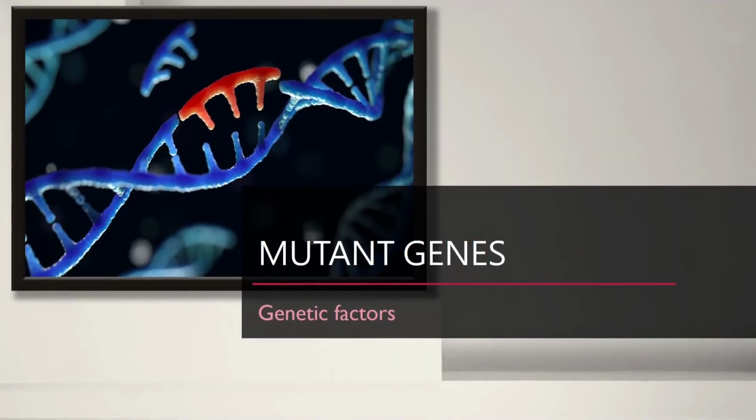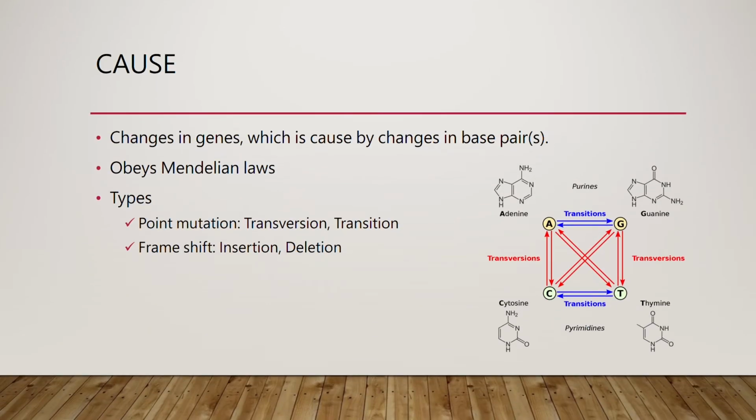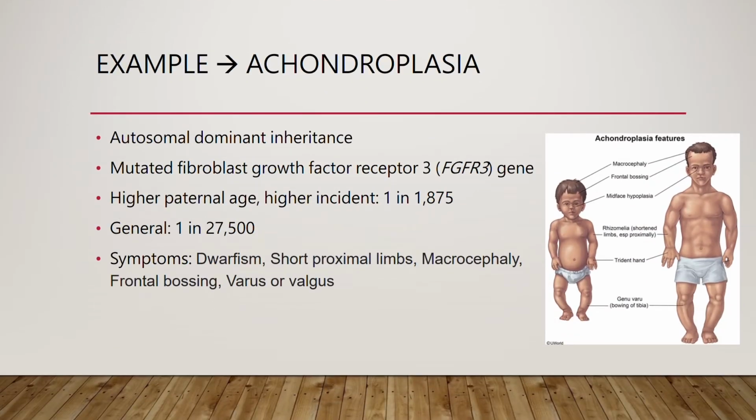Mutant genes. The cause of mutant genes is change in base pairs, which can be classified into point mutation, including transversion and transition, and frameshift mutation, including insertion and deletion. Note that all gene mutations obey Mendelian law as well. For example, we'll discuss achondroplasia.